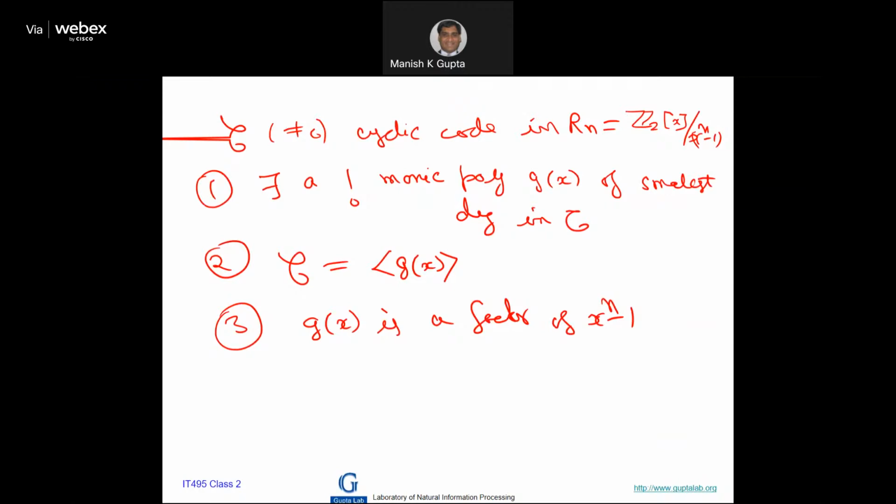Because remember, here plus 1 is the same thing as minus 1. So basically in our example it is a factor of x cube minus 1. So these properties hold. Whenever C is an ideal in the ring Rn, you can find a smallest monic polynomial g(x) which will generate everything, and this g(x) is a factor of x raised to n minus 1, in general. So this is the key property. Of course, I am not giving you a proof.